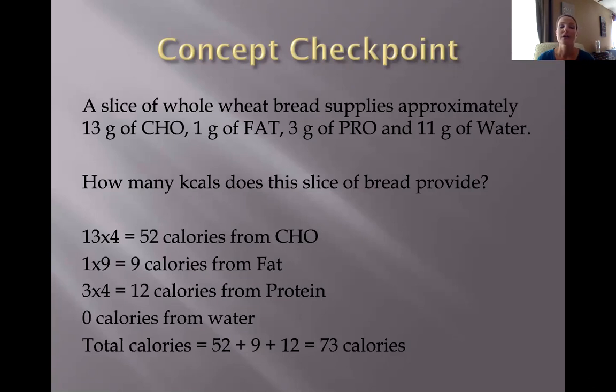There are 3 grams of protein in this slice of bread. So there are 4 calories in 1 gram of protein. So 3 times 4. Water does not provide any energy. It's 0. So even though there's 11 grams of water, it doesn't matter. For calorie-wise, it doesn't provide any calories. So we don't have to worry about that. And if we add all those up, we come up with a total of 73 calories for that slice of bread.